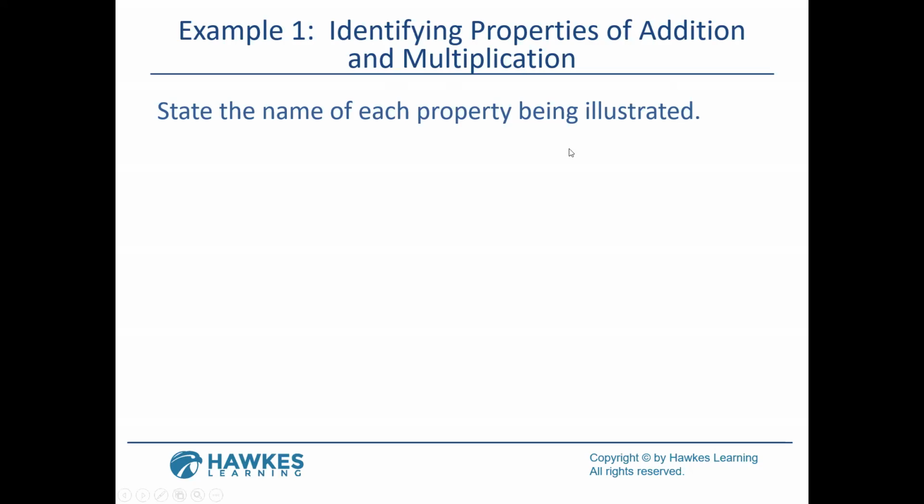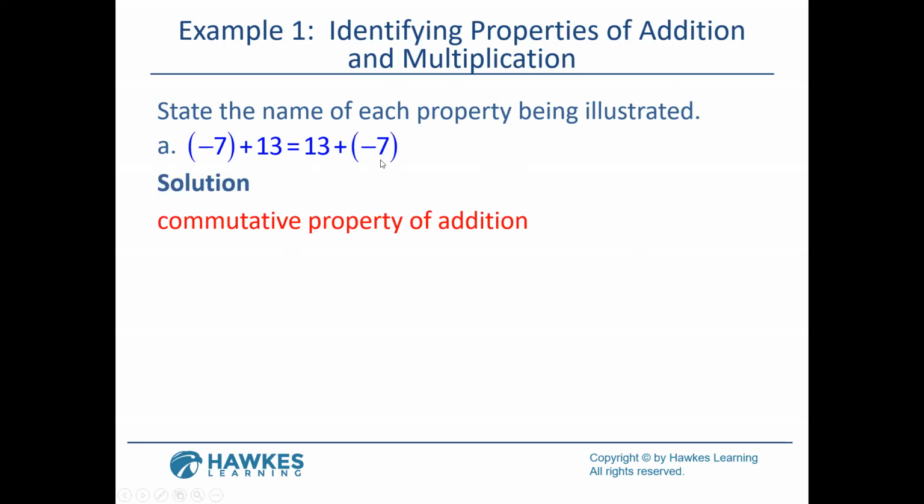Here, let's look at an example to make sure we understand the various properties. State the name of each property being illustrated. So here, if we notice, -7 plus 13 equals 13 plus -7. What do you notice? It flip-flopped. What is the flip-flop property called? That is correct. Commutative property of addition.